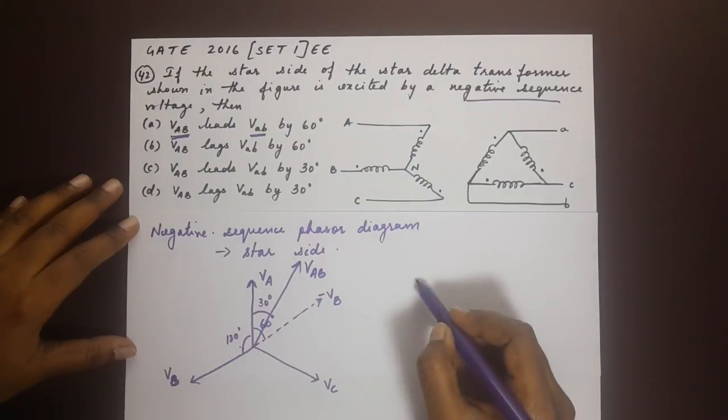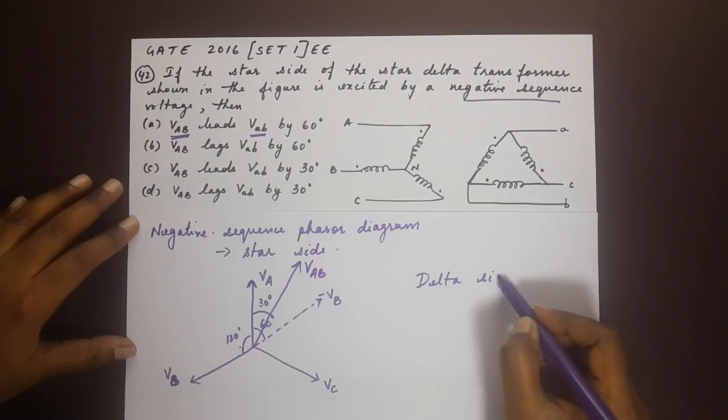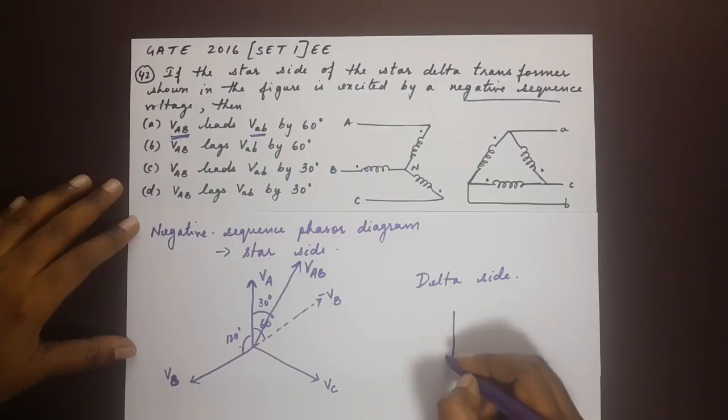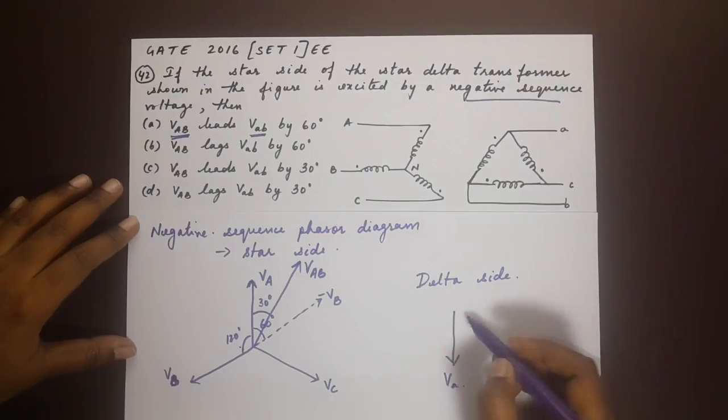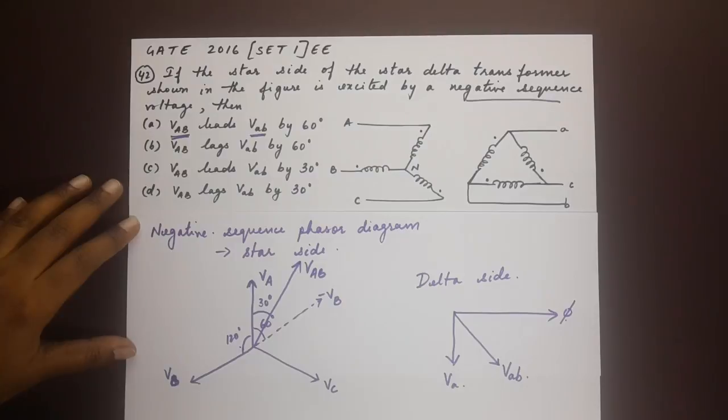Now let's see what the phasor would be for the secondary side, the delta side. For the delta side, we have Va here, and this is our phase. Now Vab would be aligned along this region here, and this would be 30 degrees. Now this tells us that VAB lags Vab by 30 degrees. So the right answer is D. I hope this has helped.